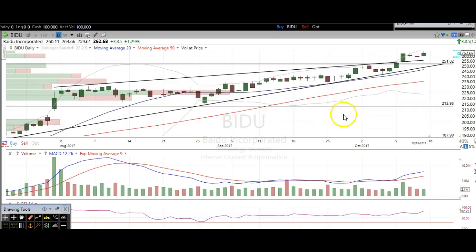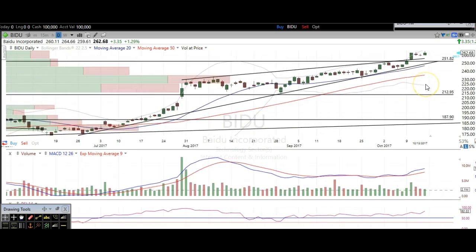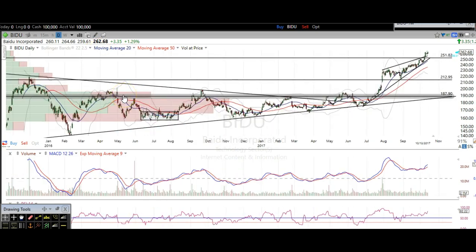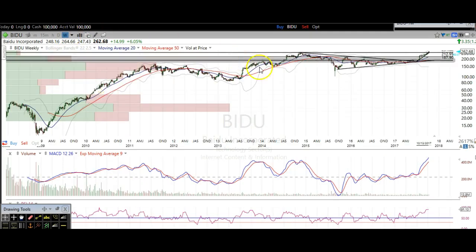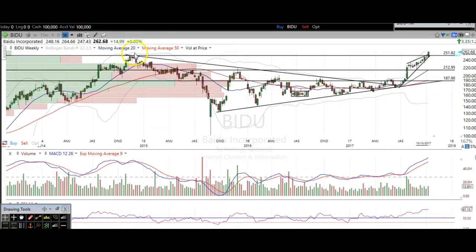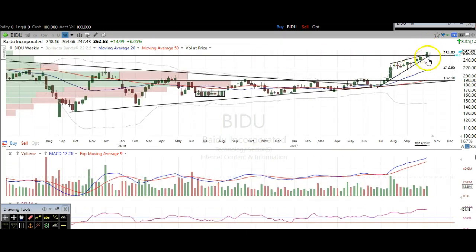And BIDU is just very, very bullish. Very bullish here, breaking out to new all-time highs. I'm going to back it up so you can see on the weekly time frame right here. So here's the previous all-time highs. This is the weekly chart. And look at this weekly candle right here breaking over that resistance. To me, this is very bullish for this stock.